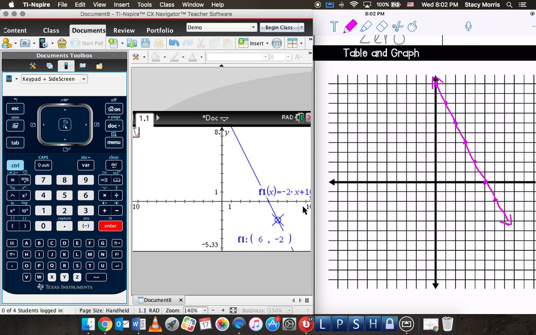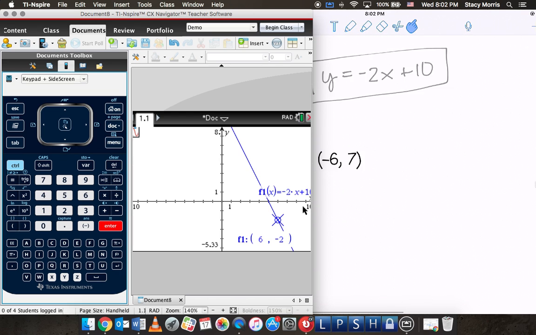All right. So some of you might even want to start labeling your x-intercept. Remember, this is the 0. The y-intercept was up here at 0, 10. All right, so hopefully you got that. Let's go back to our practice over here.